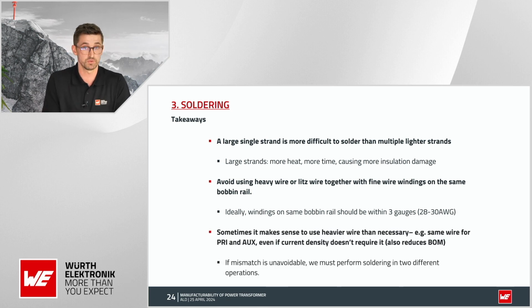Sometimes it makes sense to use heavier wire than necessary, for example, the same wire for primary and secondary, even if the current density does not require it. An advantage of this is that it can also improve the bill of material, because we can use the same spool of wire for 2 different windings. And if mismatch is unavoidable, we must perform soldering in 2 different operations. For example, first soldering the heavy wire, and in the second operation, soldering the thin wires.